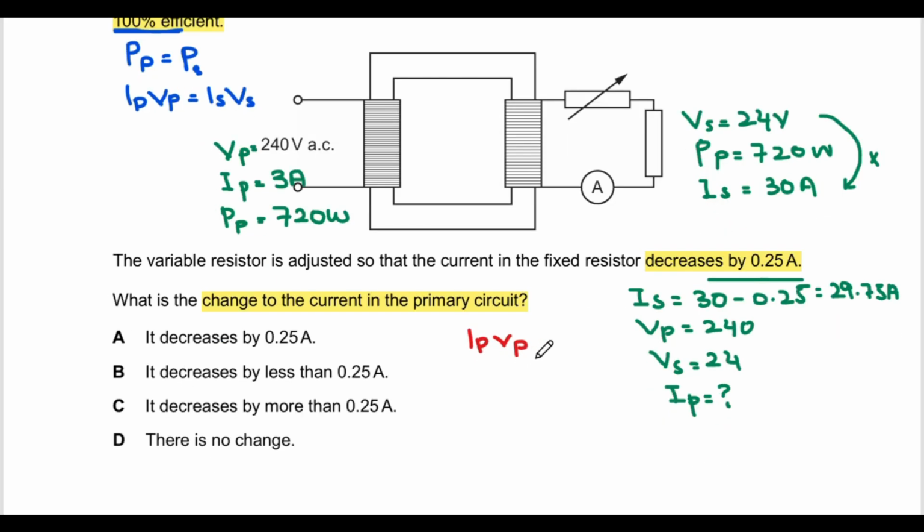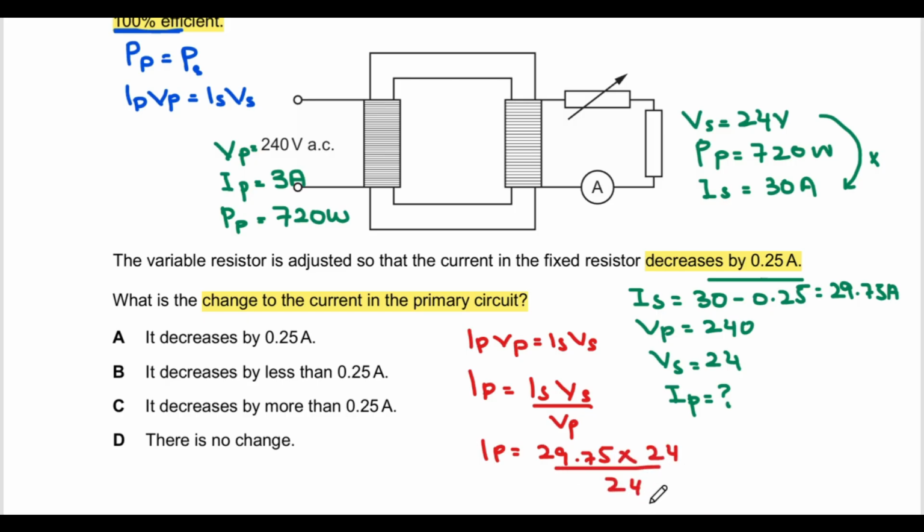For this I can use the equation IpVp is equal to IsVs. To get the value of Ip, I will write IsVs over Vp. Now plugging in the values, Is is 29.75, Vs is 24 and Vp is 240. When I do all this calculation, the Ip would be 2.975. Originally it was 3 amperes and it is reduced by 0.025 amps. So answer B is correct, which is saying the value of Ip is decreased by less than 0.25 amperes.